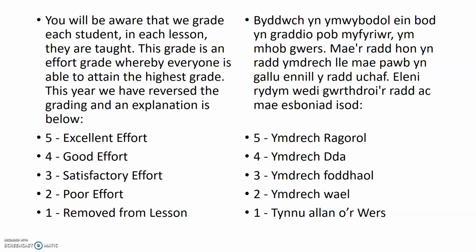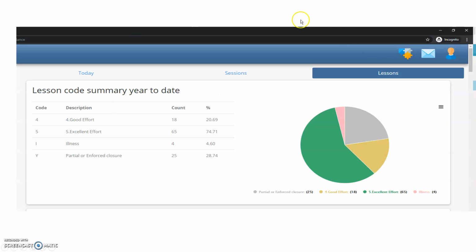So the product does allow you to see, if you click onto lessons, which is just by the side of sessions, how this person's doing. Obviously, we can see that 65 lessons have been excellent and 18 poor. Bit of illness there and partial closure, but it's these numbers that are important. That really does help you understand whether things are going right or not.